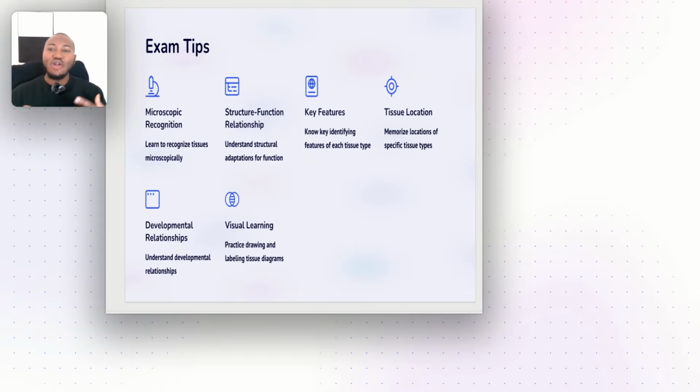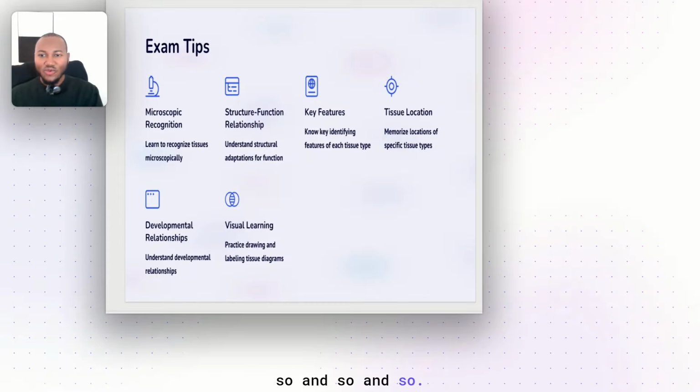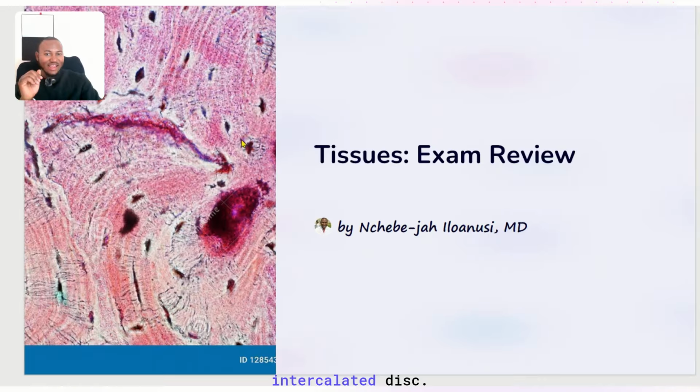Even when you pass this level, I want you to be able to tell me, oh, I want you to treat this topic for me. I want you to help me sort out questions that I can use to learn so and so and so. All right? Now the question, intercalated disc.